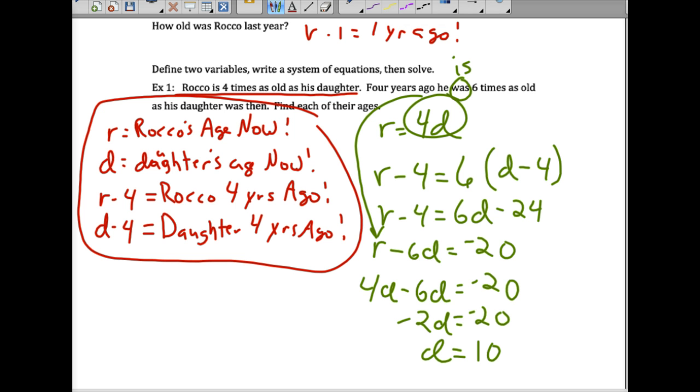Here's my question: is the daughter 10 now, or was the daughter 10 4 years ago? Now. Why? Because they say it's now. We're not talking about the past. D equals 10, and D stands for the daughter now. So the daughter now is 10 years old, and then let's use this equation, R equals 4D. R equals 4 times his daughter, which we know to be 10 now. So Rocco is 40.